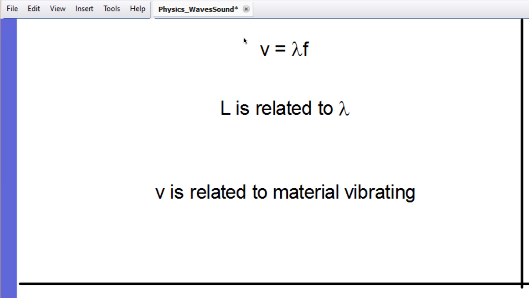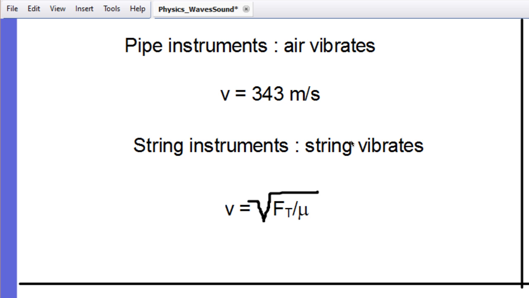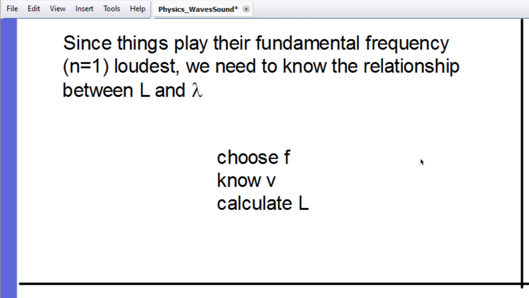Or, in your case, since pipe instruments have vibrating air, with a speed of 343 meters per second, and since strings have vibrating strings, with speed given by this equation, you get to choose the note that you want to play. You already know the speed of the wave, so you can calculate the wavelength. And if you know the wavelength, you can calculate the length of the instrument you need.